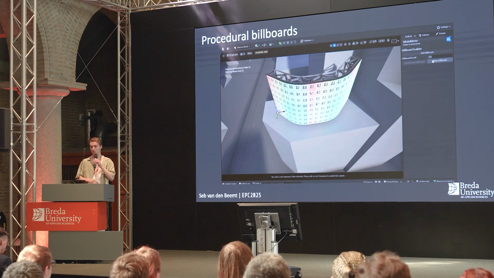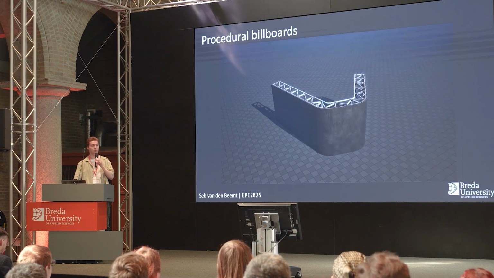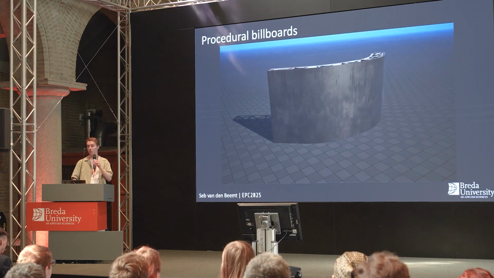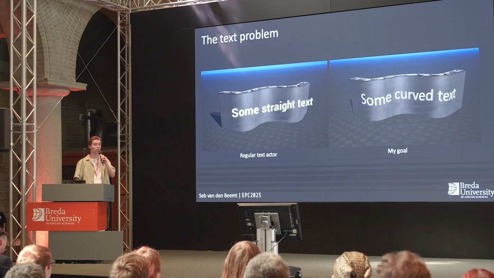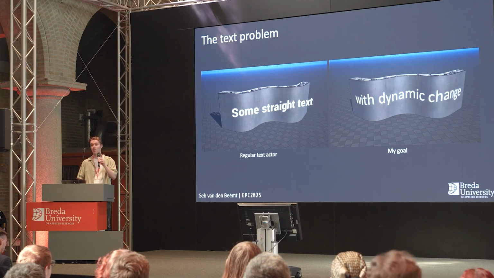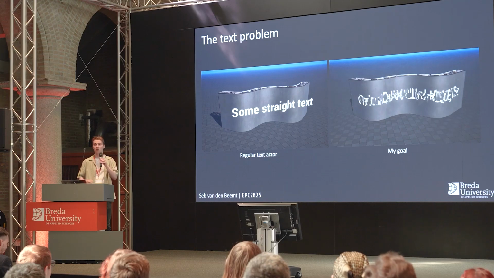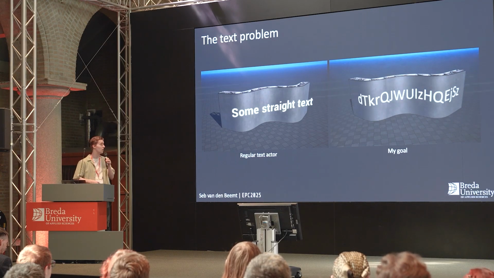But the way I'm generating my billboards right now gives me a bit of a problem when it comes to generating my text. In my advertisements, I want to have text that is dynamically updated when the game is running, and I want the text to follow my billboards themselves. But this is a bit problematic because normally we would use text actors for that, but those are flat and they cannot wrap around the billboards that I'm generating.